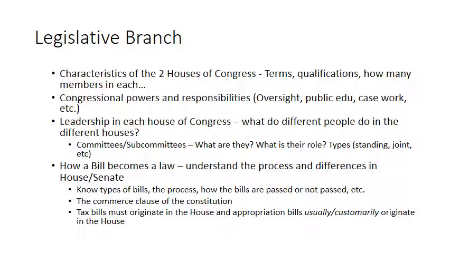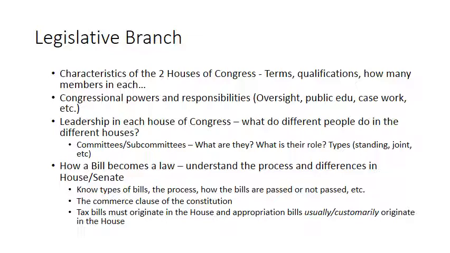Leadership in each House of Congress. You don't need to know the specific names of leadership in the House and leadership in the Senate, but you do need to know this. What are the different positions? For instance, in the House, we've got the Speaker of the House as the most politically important and powerful person in the House of Representatives.